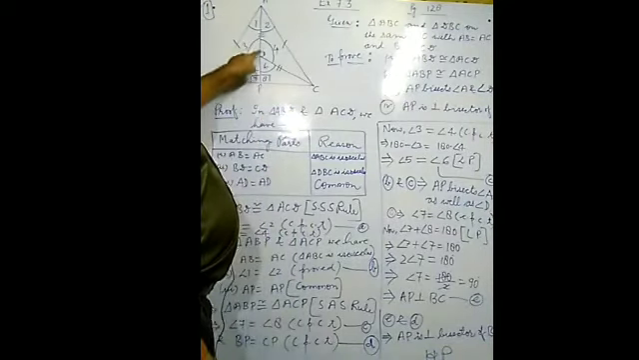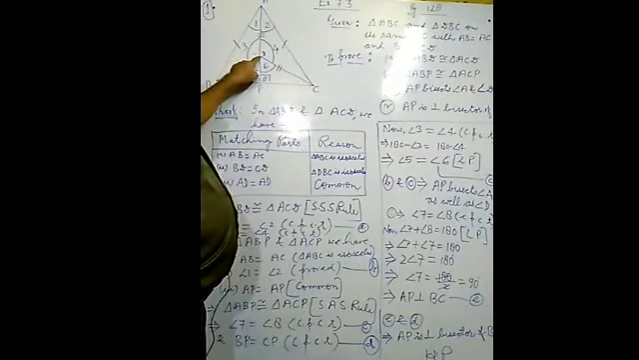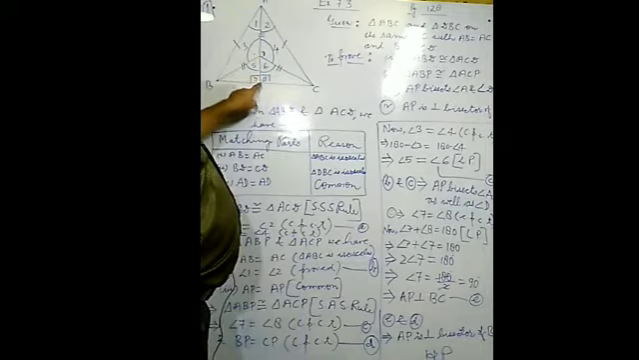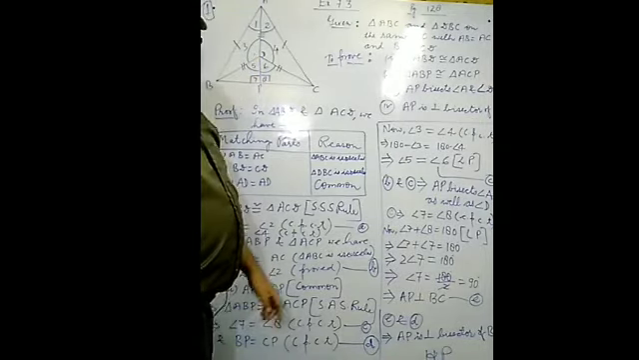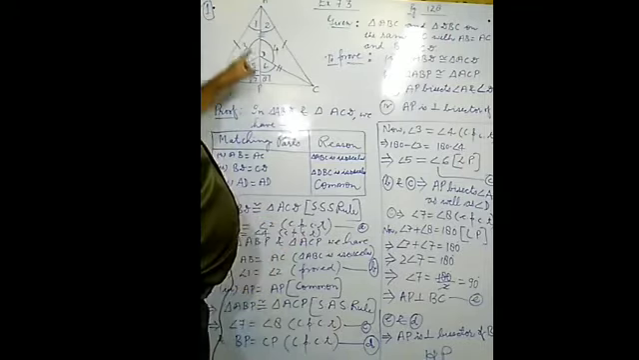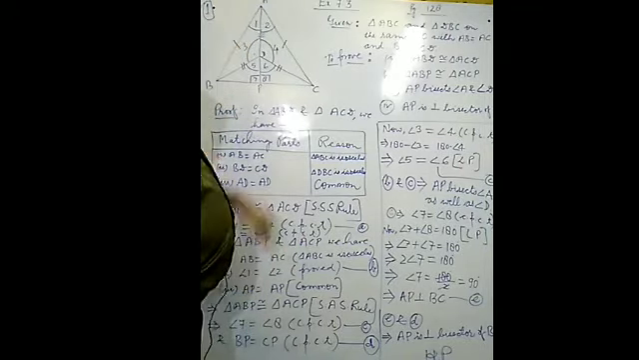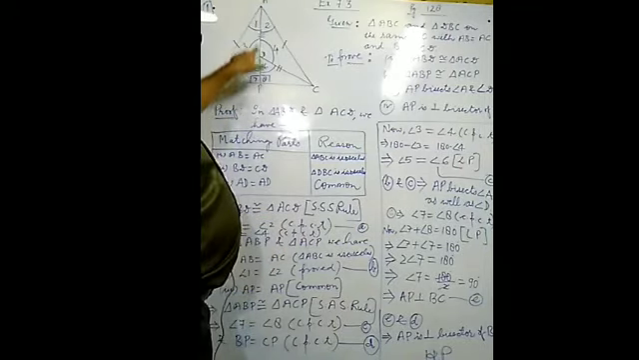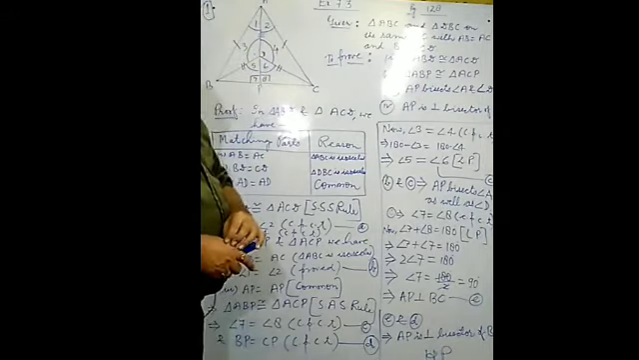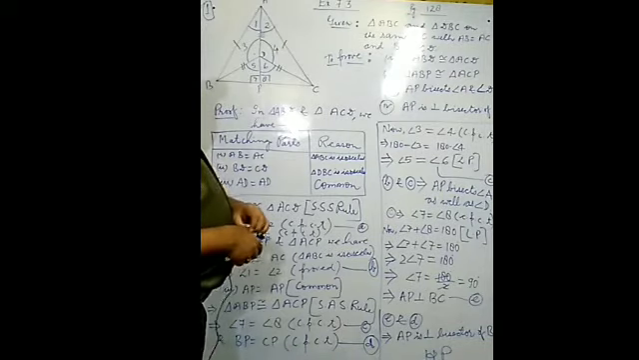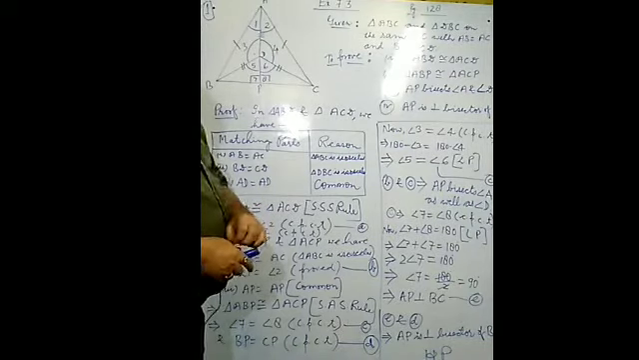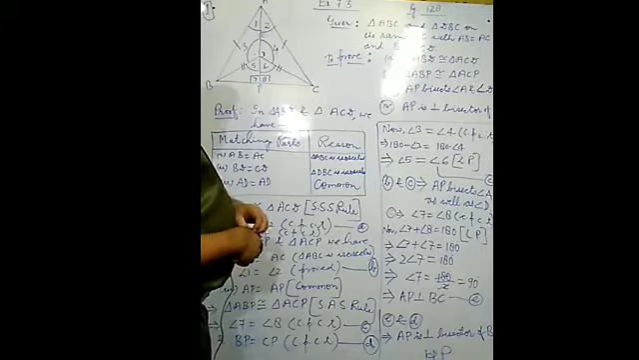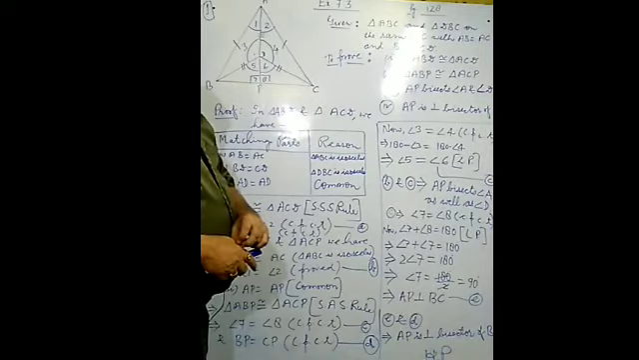AD is extended up to P on BC. It means if AD is straight, AP is also a straight line. You may mark here. This is a straight segment. If AD is a straight segment, it means AP is also a straight segment.